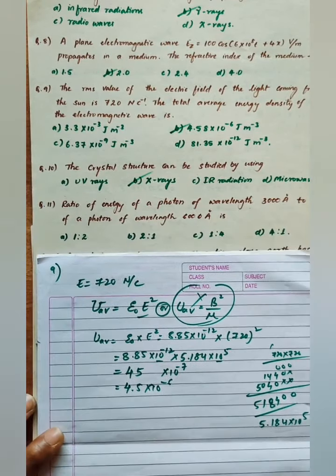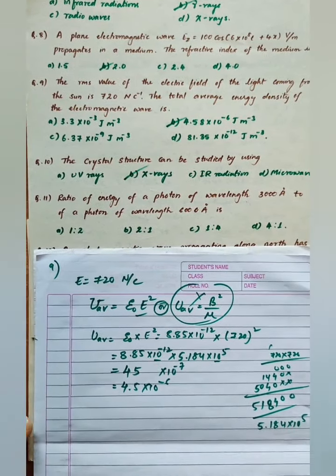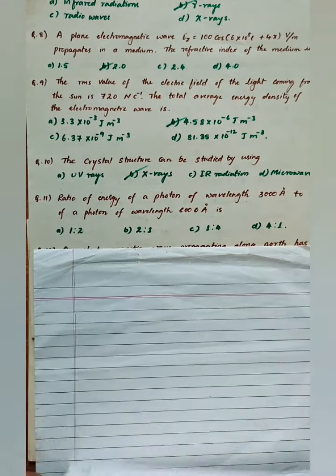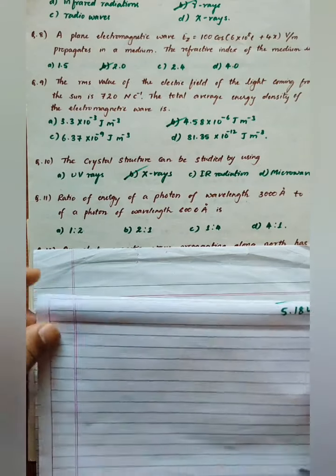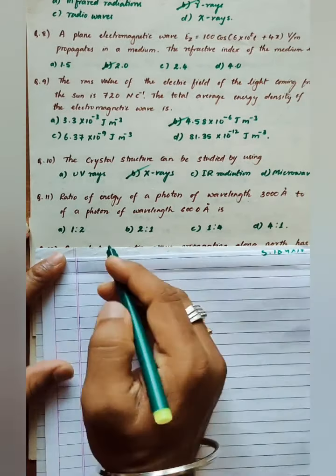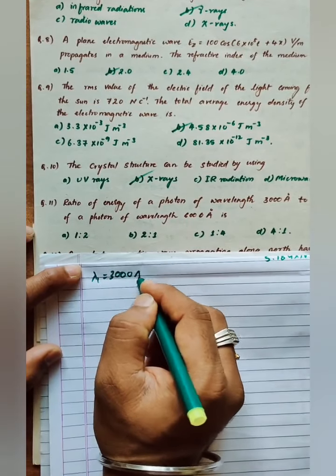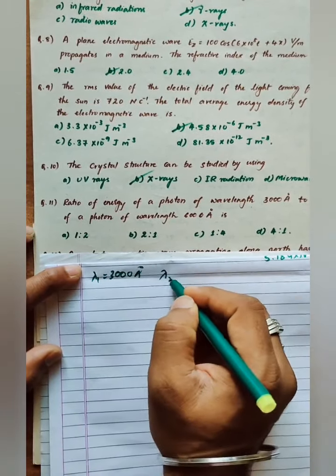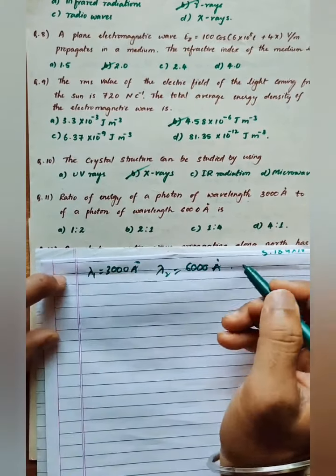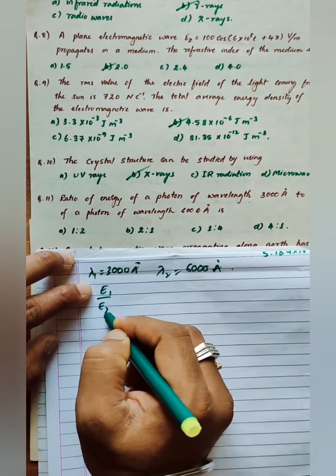Now we'll go to the next question. The ratio of energy of a photon of wavelength 3000 Angstrom to that of a photon having 6000 Angstrom. They have given two values: lambda 1 is equal to 3000 Angstrom and lambda 2 is equal to 6000 Angstrom. We have to find the ratio of energies, E1 by E2.